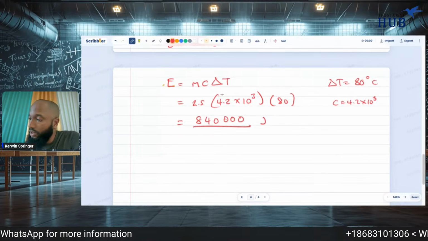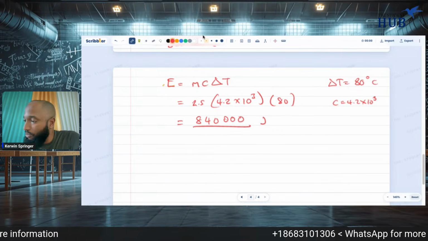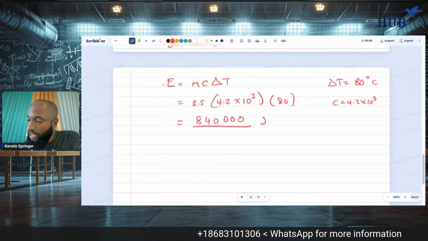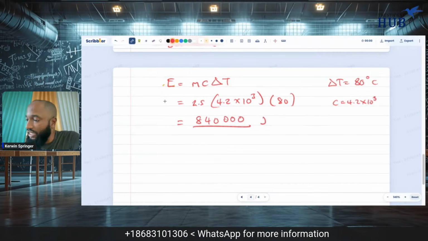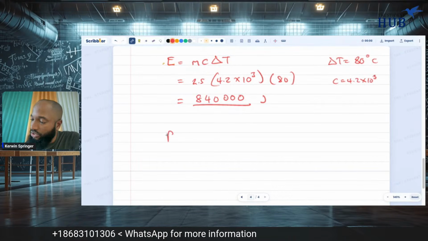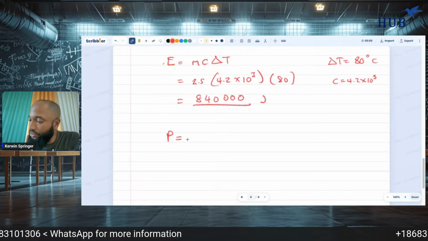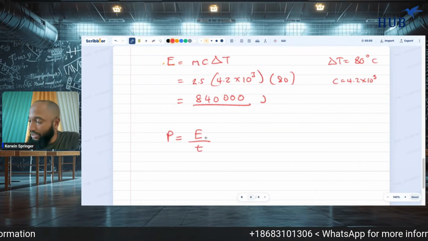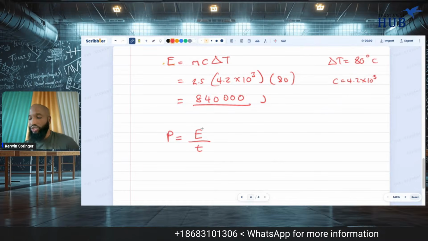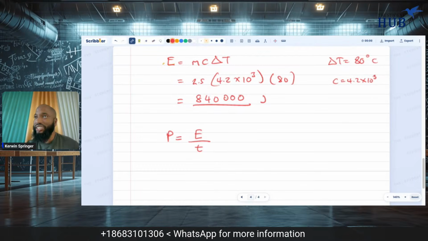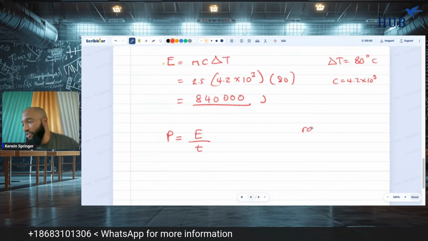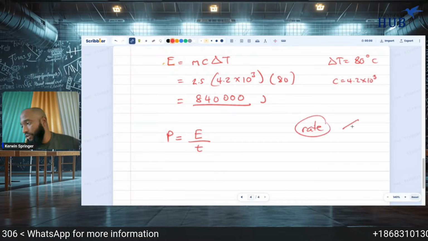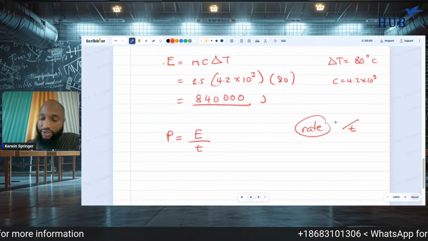Well done. All right, so the number's starting to climb up. We're going up and up and up. And this is not the answer. The question wanted power. But what is the relationship between power and energy? Power is the energy divided by time, the rate at which you use the energy. In maths or physics, anytime you see the word rate, that means over time. So power is the rate of energy.